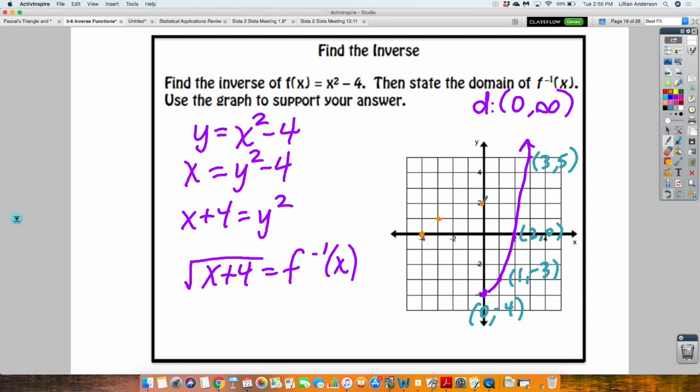Because remember, the inverse is nothing but switching your x's and your y's. That applies for your graphs. That applies for your table of values. Okay? And the last one, 3, 5 becomes 5, 3. Not my best drawing, but that is what the inverse looks like.